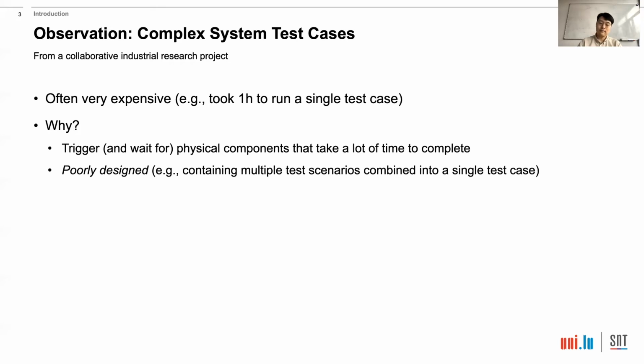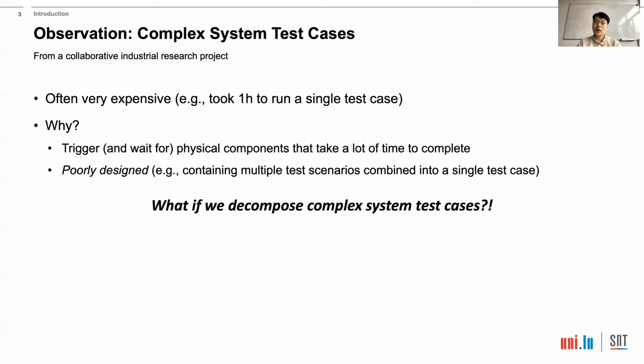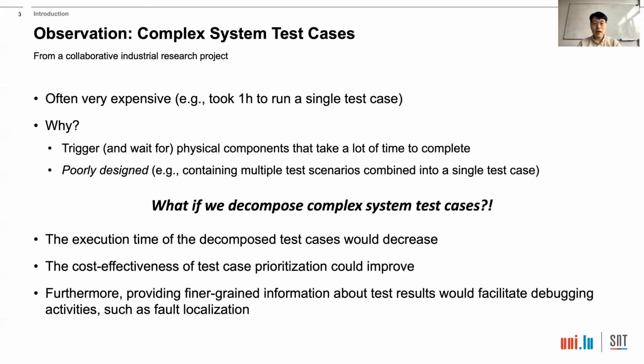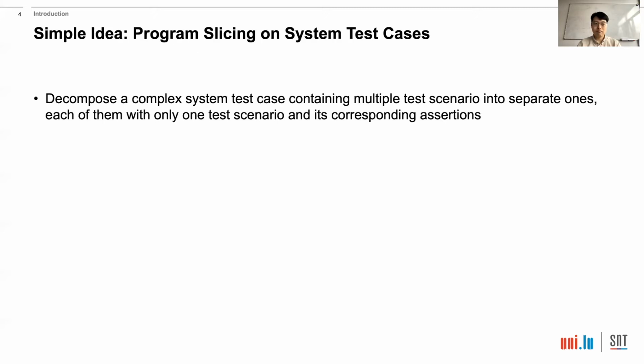So we thought, what if we decompose complex system test cases into smaller and less expensive ones? Maybe we can decrease the execution time of the decomposed test cases. We can improve the cost effectiveness of the prioritization, and providing finer grained testing results can facilitate debugging activities like fault localization and even program comprehension. Then the question is, how can we do this? A simple idea is program slicing.